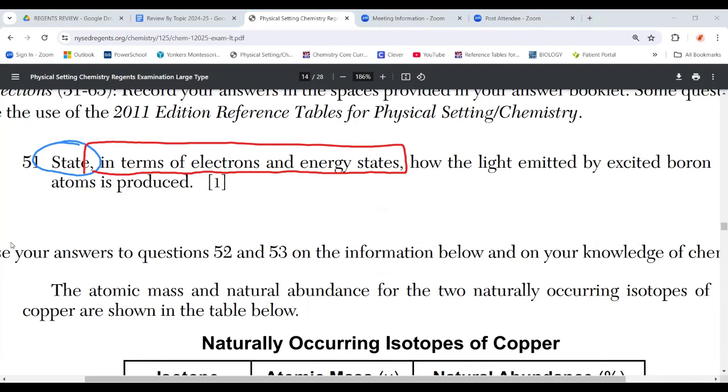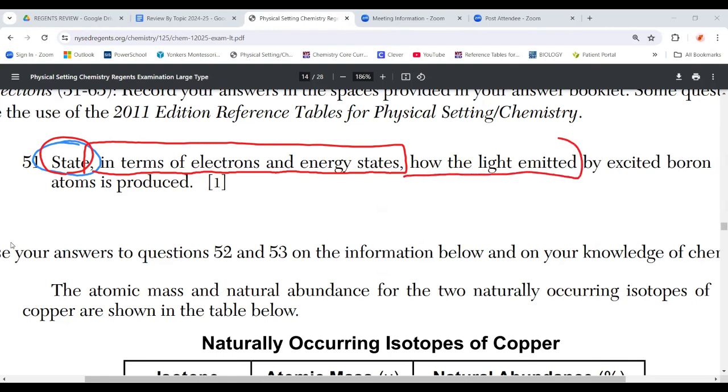And so this is where those earlier strategies that were taught to you in English classes, like restate the question, are not going to help you, because they're not interested in you restating the question. They're interested in you getting straight to the point. That's what state means. And they want you to be able to talk about both of these things, in terms of electrons and energy states.